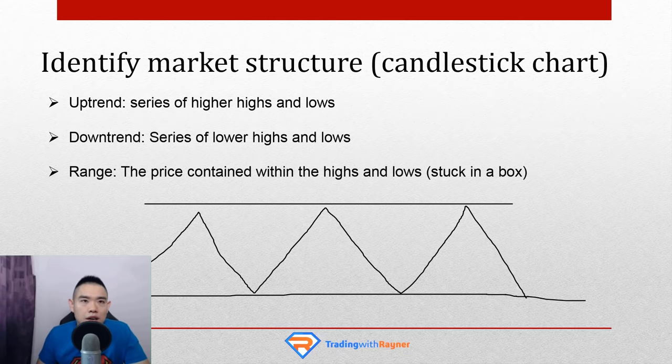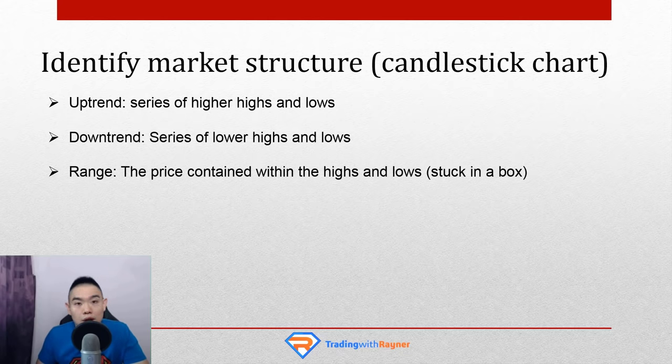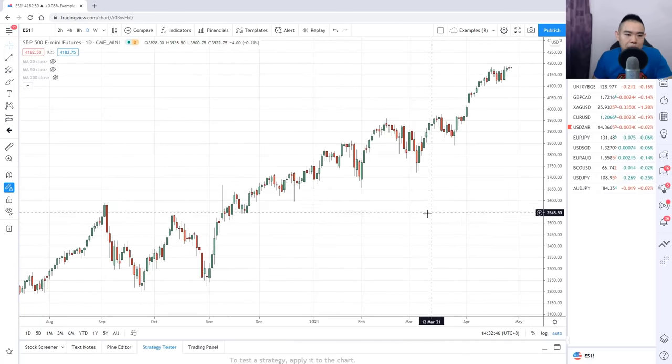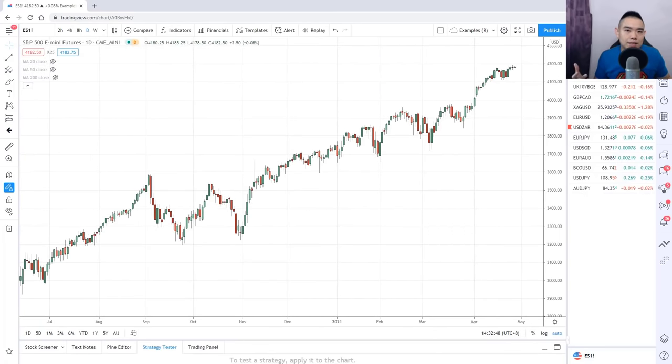Let me share with you a few chart examples, so you know what we're talking about. First one here is the chart of the S&P 500. Let me ask you, what is this market structure? Well, I hope you can see that this is an uptrend. Why is it an uptrend? Because you see a series of higher lows and higher highs. Next one, what about this?